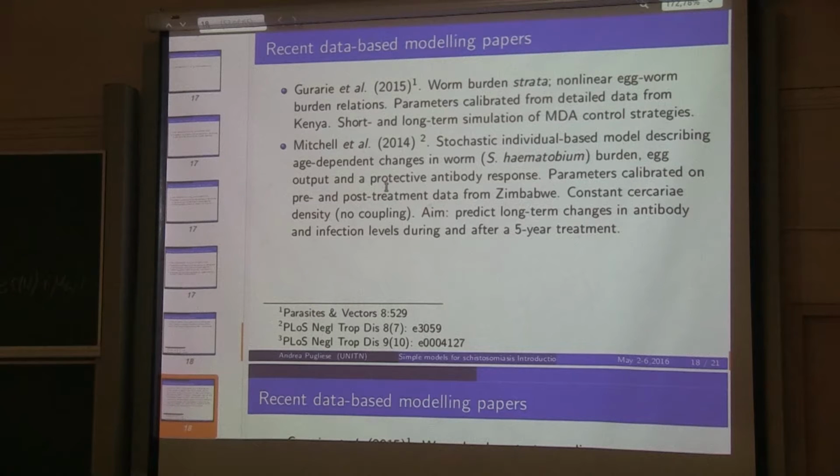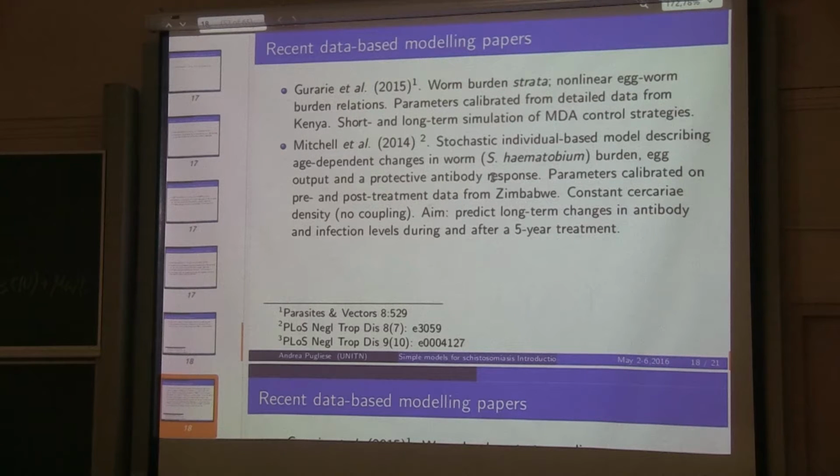This other paper of Mitchell et al. is quite different, because it is based on individual-based simulations. So each human is simulated and has a certain age, a certain parasite load, a certain immune response. And the model has been calibrated looking at antibody response before and after a treatment in Zimbabwe, so it should be somewhat calibrated to that.